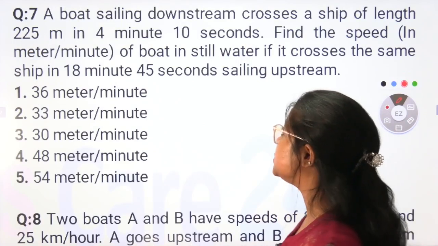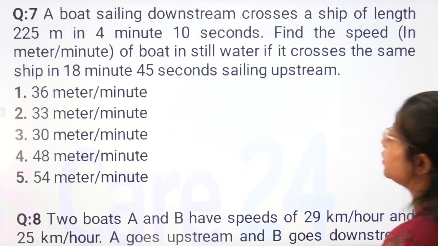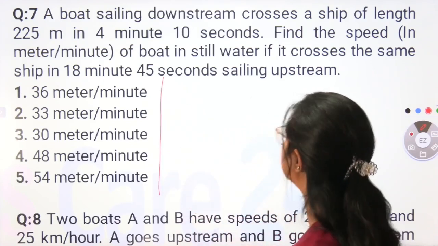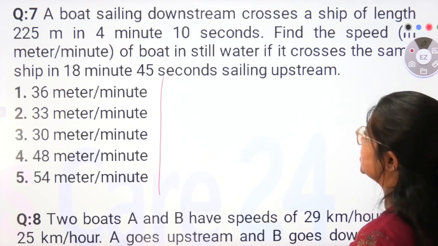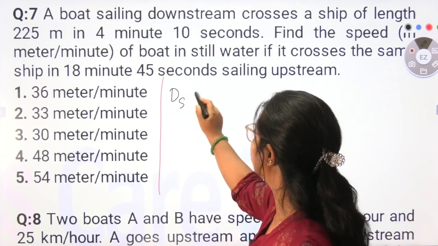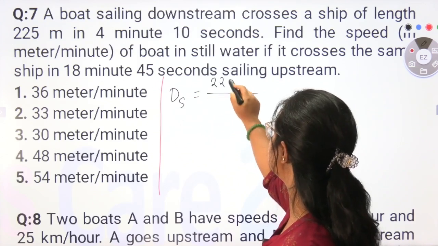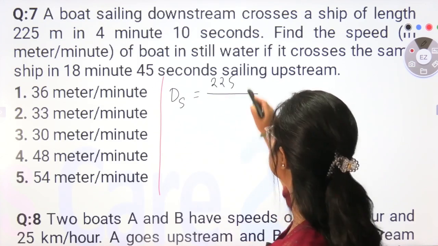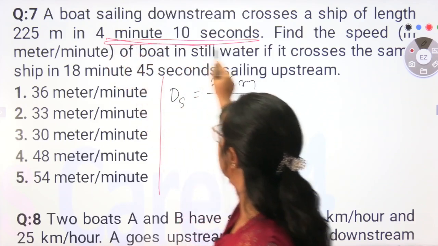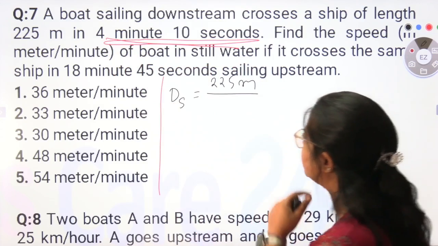A boat sailing downstream crosses a ship of length 225 meters in 4 minutes 15 seconds. So the boat is sailing downstream, which means I need to calculate the downstream speed. Downstream speed is distance by time, so 225 divided by time. The distance is in meters, so I need to convert the time, 4 minutes 10 seconds, into seconds.